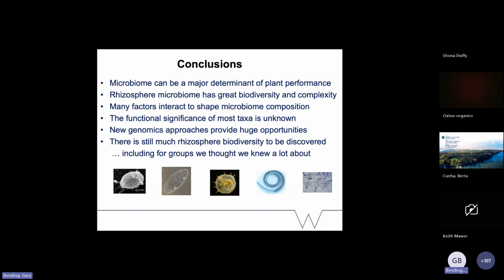So really want to sort of conclude that microbiomes can be major determinants of plant performance. There is great diversity and complexity within rhizosphere microbiomes. Lots of factors interact to shape who lives in the microbiome of plants. When we look at the taxa we find within the microbiome, for most of those things, we just don't know what they do. But new genomic approaches like metagenomics are providing us with huge opportunities to try to unravel that functional significance. And there's still much new biodiversity to be discovered, including for groups that we thought we knew a lot about, like these arbuscular fungi.